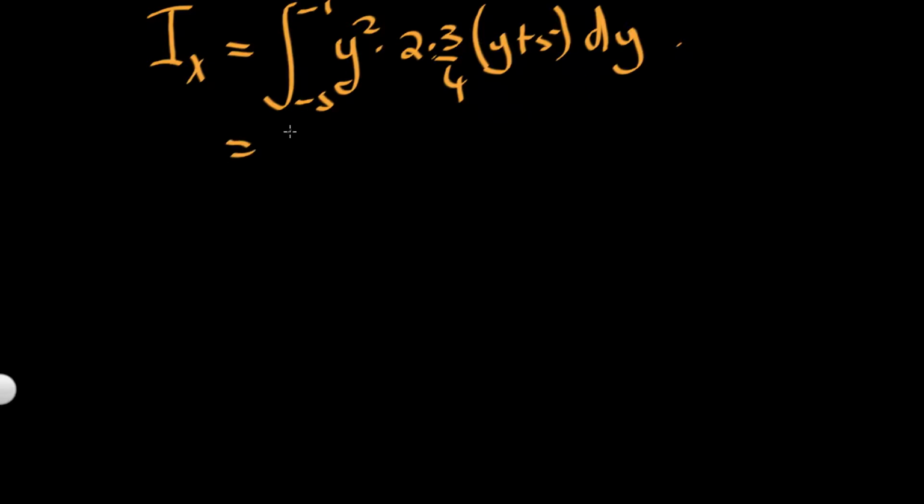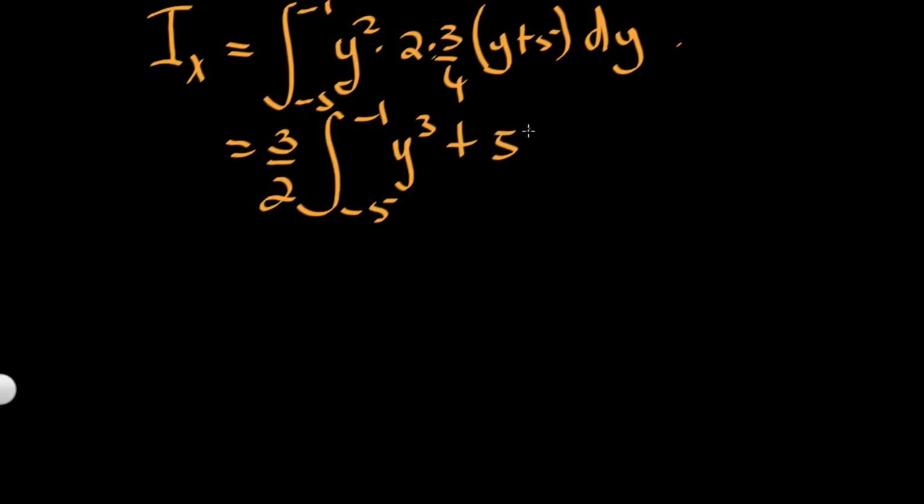All right, now I'm going to do some simplification inside this bracket. If I do that, 2 times 3 over 4, we get 3 over 2, which we can put outside here. 3 over 2 integration from minus 5 to minus 1. If I multiply by y squared inside the bracket, I get y cubed plus 5y squared. This is what I'm integrating with respect to y. Okay. Now we can do the integration once and for all.